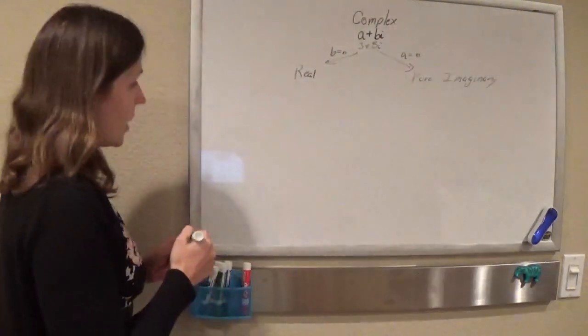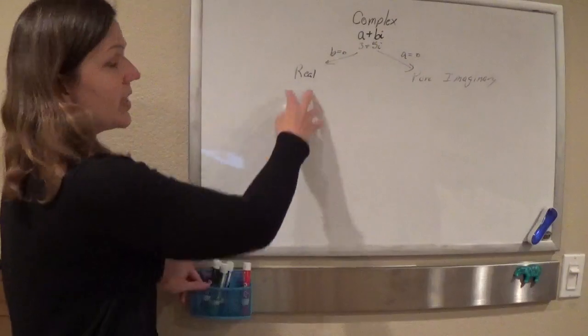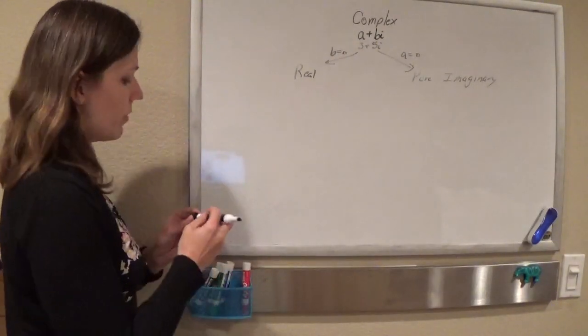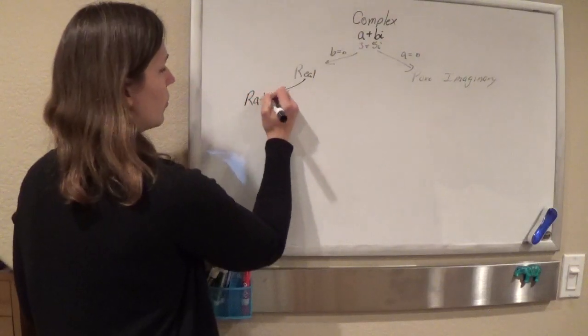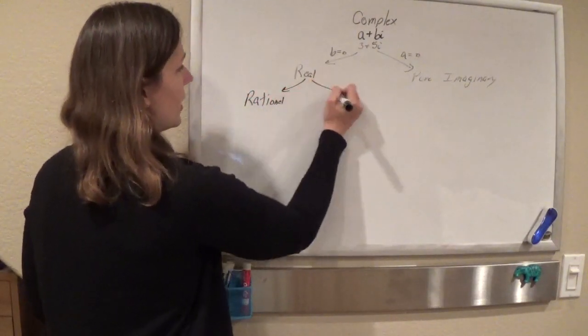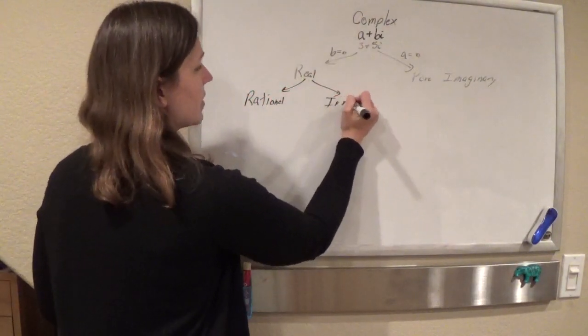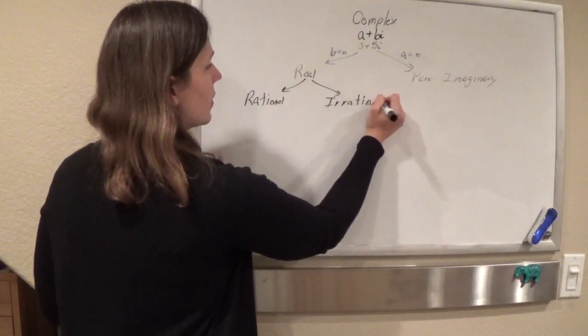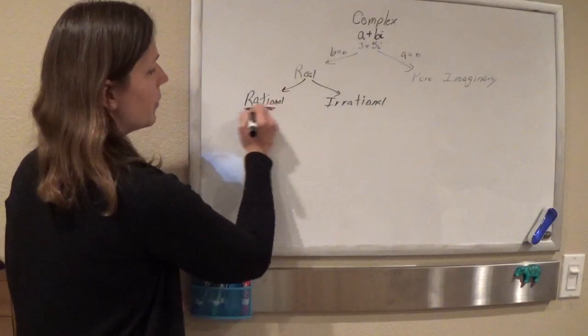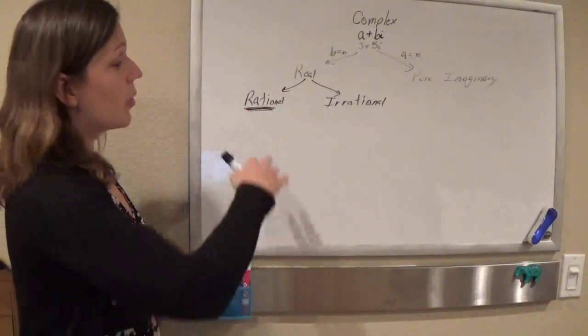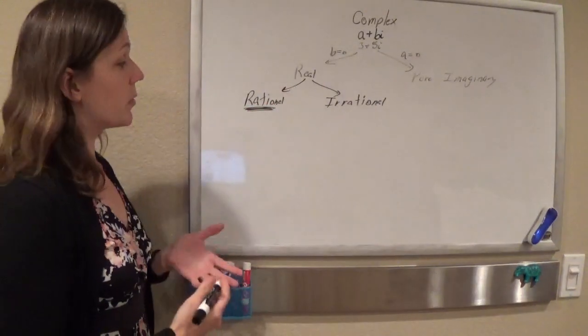Alright, and so then we can break down our real numbers even farther. So you'll have real breaks down to rational and irrational subsets. And when you're thinking rational versus irrational, think of that word ratio. Ratio means fraction, so rational numbers are any numbers that can be written as fractions.